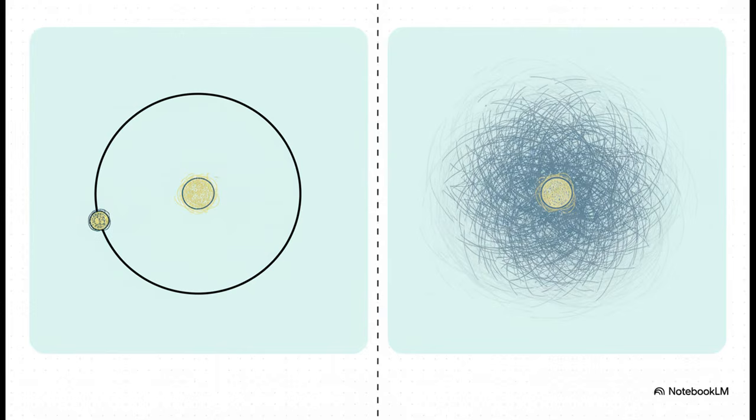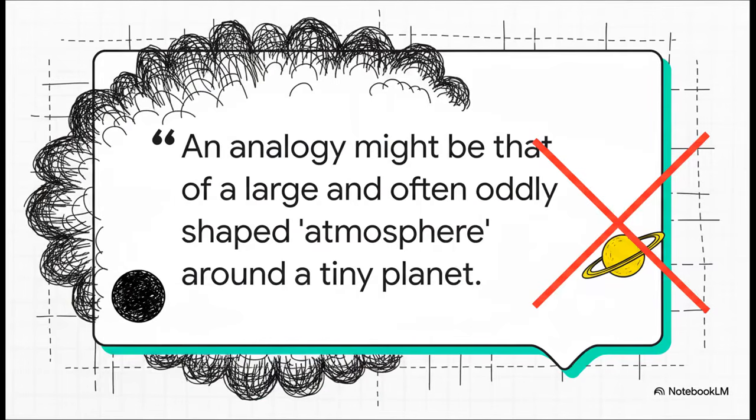We can't ever say the electron is right here. We can only point to a region and say it's probably in there somewhere. And here's a really great way to get your head around this. Stop thinking of the electron as a tiny moon orbiting a planet. Instead, picture the electron as the entire atmosphere surrounding that planet. It's not a single point, it's a presence that's smeared out over a whole volume of space.